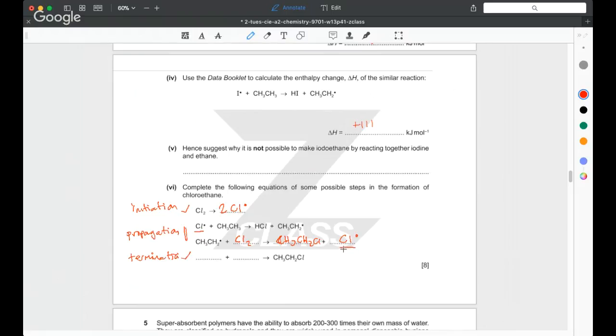It can keep going. But eventually, you're going to get a termination step, and that means that that radical there can combine with that radical there to form, again, the target compound here. So you've got the radical that you produced earlier on, and you've got your chlorine radical, and those can join, form a new bond between them, and that's a termination step.